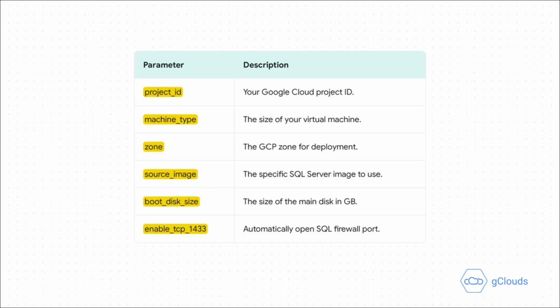And this table shows you just how much control you get. Using the provided Terraform module, you can specify every little detail in your code. Your project ID, the exact machine size, the deployment zone, and, this is critical, the specific source image for the patched version of SQL Server you want. You can even toggle firewall rules, like opening up the SQL port with a simple true or false. It makes plugging a secure SQL Server into your automated pipelines incredibly easy.